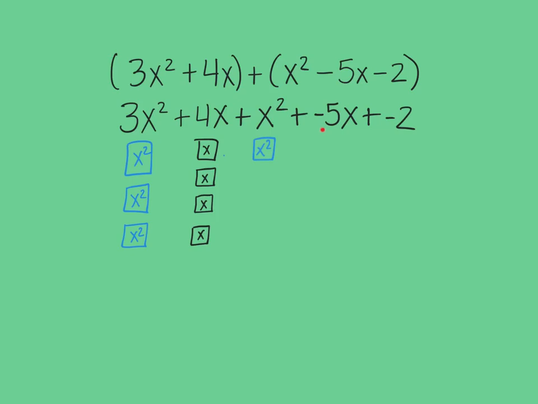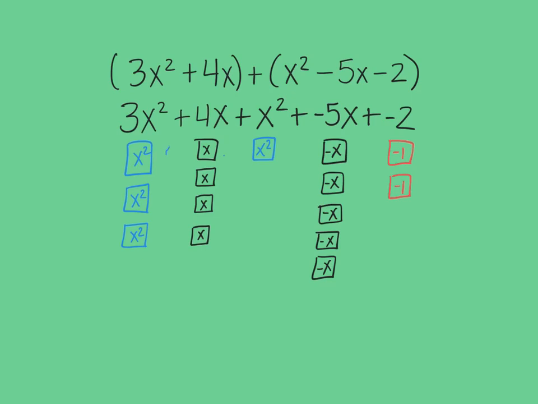Next up, we have plus negative 5x. So in this case, I have 5 negative x's. So I'm going to again make 5 tiles, but this time the x's are negative, and I should have 5 of these because I have 5 negative x's to make negative 5x. And then lastly, we have plus negative 2. So I have a negative 2 here. So my 1's should be negative, and I have 2 of them to make the 2. I have 2 negatives. Now let's combine what's in common.